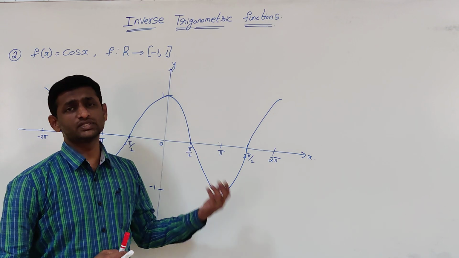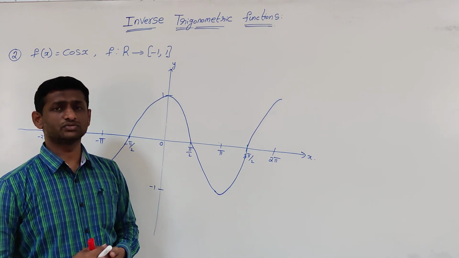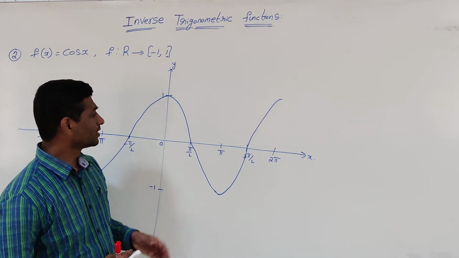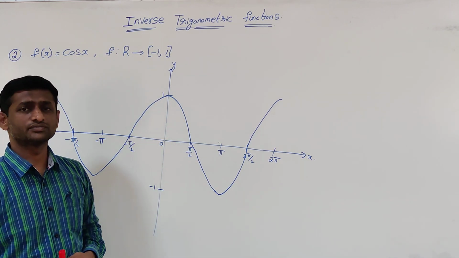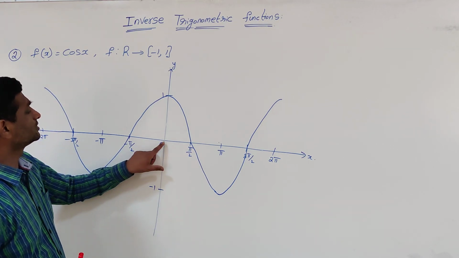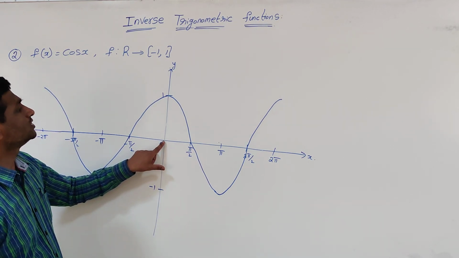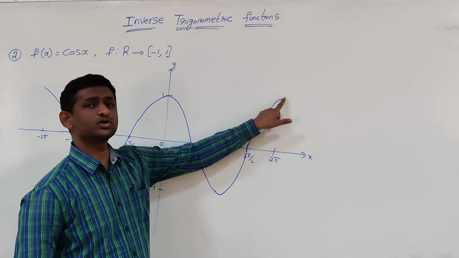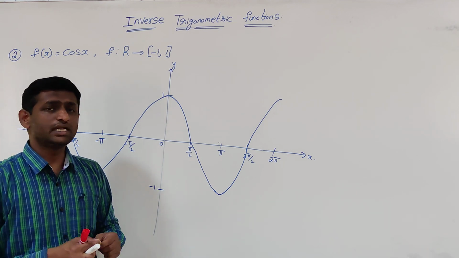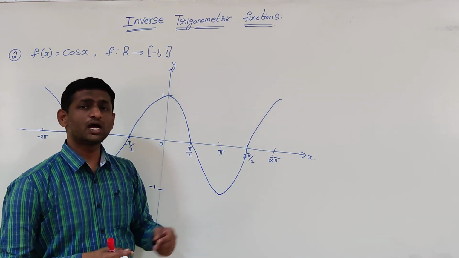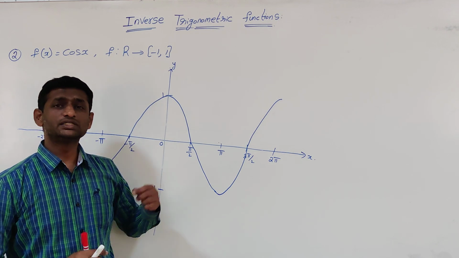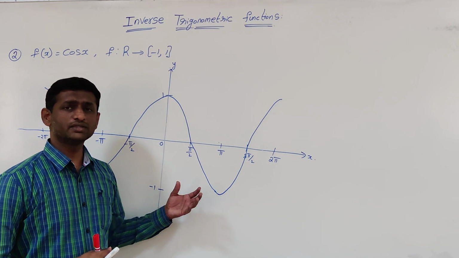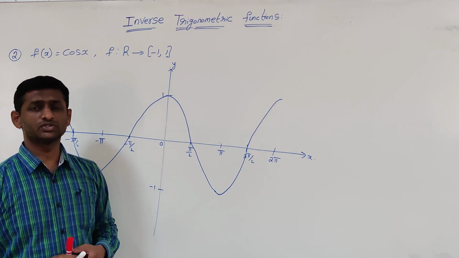But for an inverse function to exist, it should be bijective. If it is bijective, it should be 1-1 as well as onto. Now, this cos x is not 1-1. Why is it not 1-1? Because cos 0 is 1, and cos 2 pi is also 1. Means 0 and 2 pi are distinct elements, but they have the same image, that is 1. So in that case, cos x is not a 1-1 function.